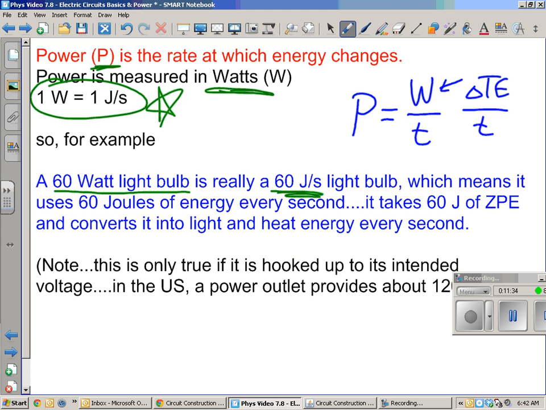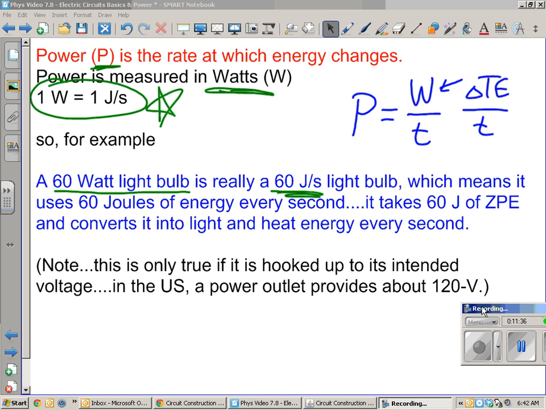There's a little note down here at the bottom that says that's only true if you plug it into a US outlet. If you take a 60-watt light bulb to Europe, I'd have to do the math, but I think it uses more power because they have higher voltage there. So there you go. I might be wrong about that, about the more power. I'd have to do the math.